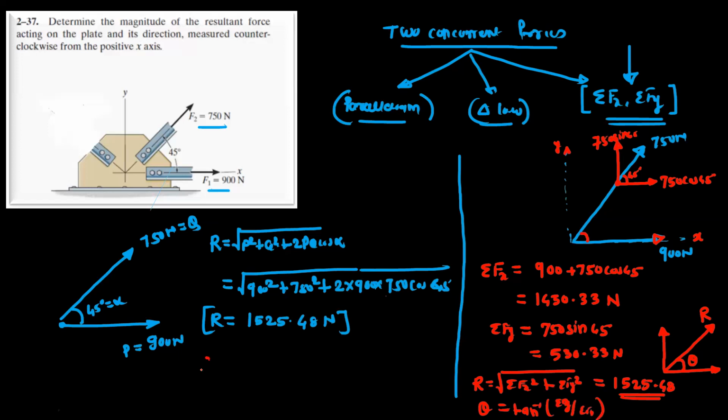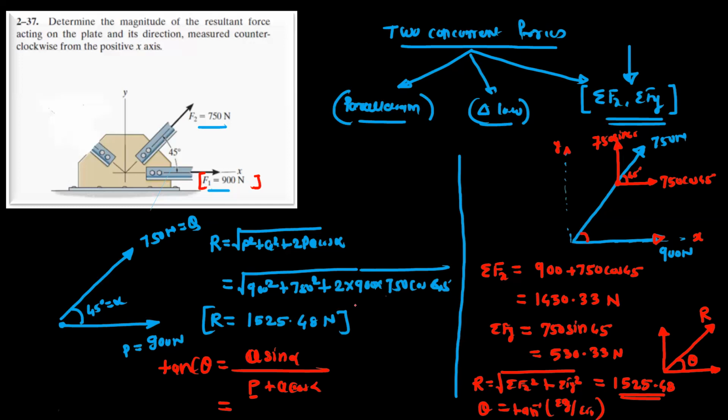Here theta you can find out. This is equal to Q sin alpha upon P plus Q cos alpha. So actually it is tan theta. And if you take the inverse, you will get the answer. So this theta is with respect to force P, that means with respect to F1.